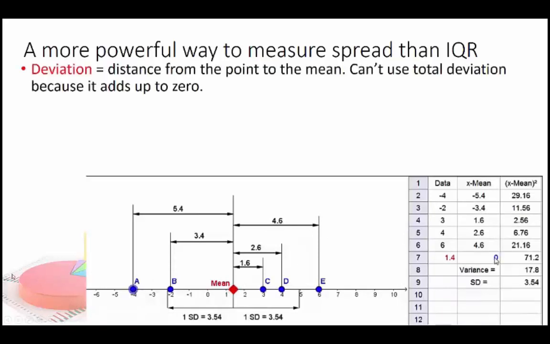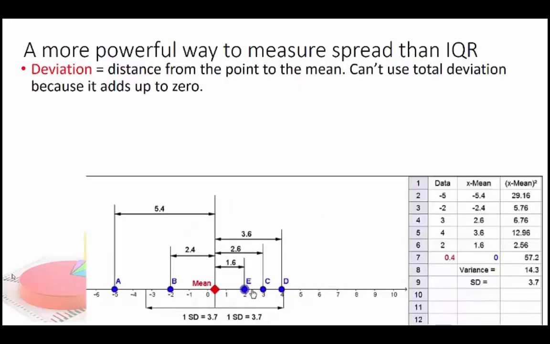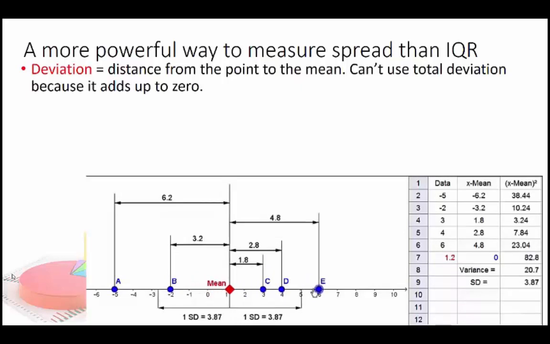I can't really use the total deviation because that's 0, and 0 is not going to tell me a lot about the spread. If I move the point, it's still 0. Even if I bring these over this way, it never changes from 0. So I don't want to use just the deviation. So how can I make this not add up to 0?